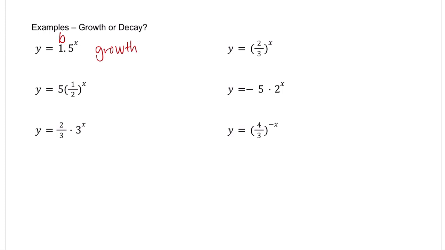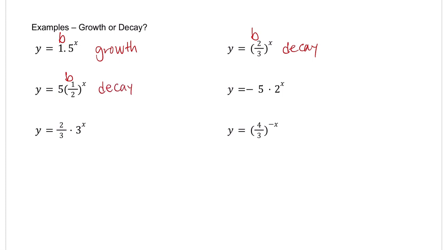Our second example, y equals 2 over 3 to the power of x. Our b value is 2 over 3, and that is between 0 and 1, so our function is decay. Next, y equals 5 times 1 over 2 to the power of x. 1 over 2 is 0.5, and that is our b value. It is between 0 and 1, so our function is decay.